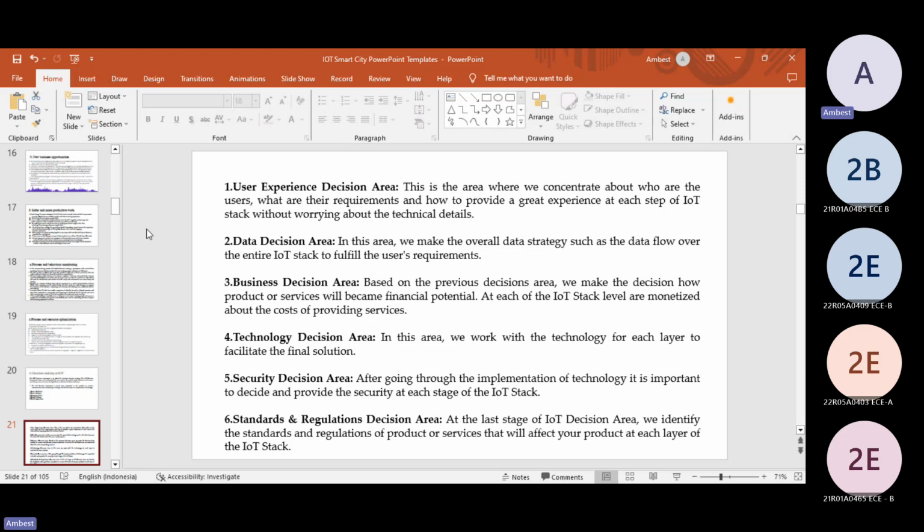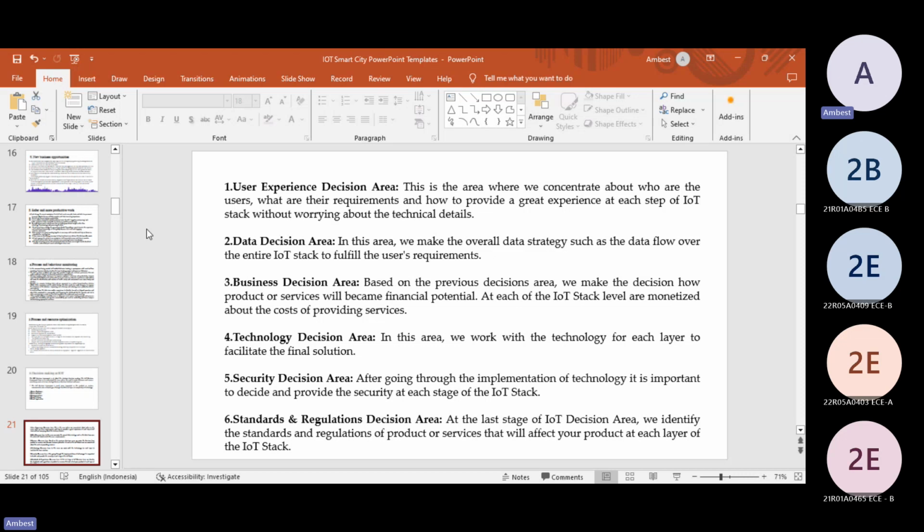The third thing was the business decision area. Coming to IoT, you can see organizations and businesses here, and with this it has been built in an effective way, based on these previous decision areas, the user experience area and the data decision area.